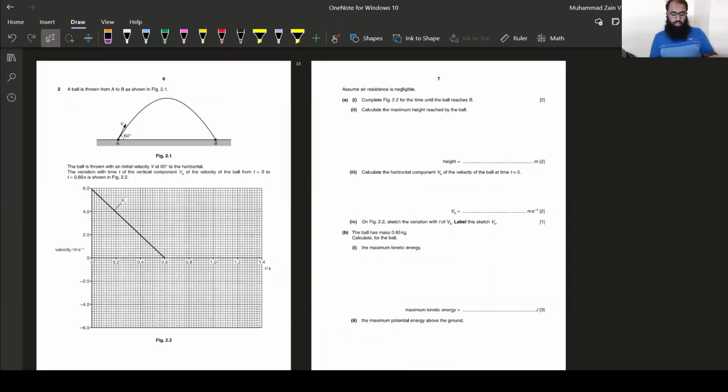So now the ball is thrown. The ball is thrown with an initial velocity v at 60 degrees to the horizontal. The variation with time t of the vertical component vv of the velocity of the ball from time t equals 0 to time t equals 0.6 seconds is shown in figure 2.2.